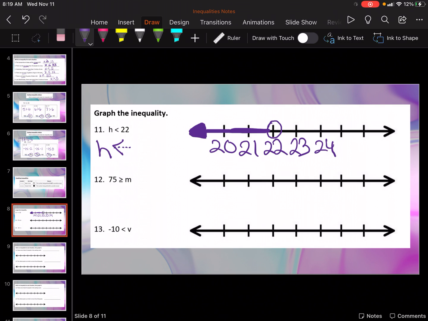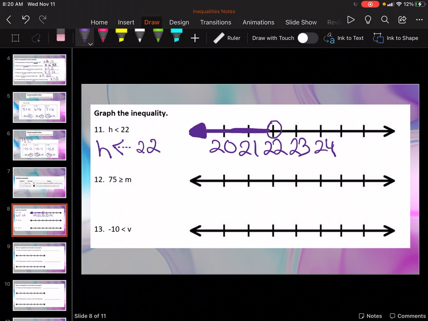Sometimes you can think about it as like an arrow pointing to the left. It only works if your variable is on the left. So I tend to rewrite my inequalities and then use that trick. But always plug in a number and make sure it's true. Because if I plug in 23, 23 is not less than 22, but 21 is. So just check your numbers on those.